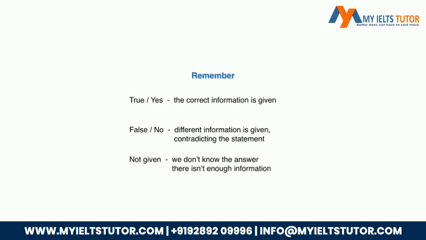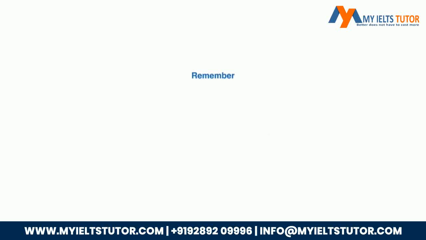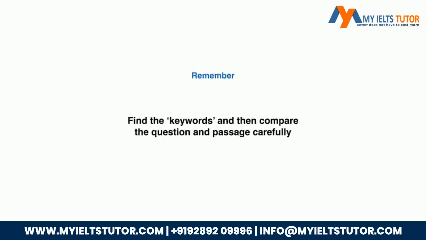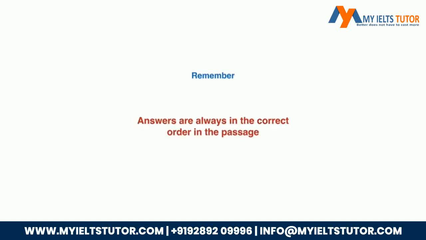Two more quick things to remember. The first one is our main technique. Find the keywords and then compare the question and passage carefully. That's how we found all of those answers in the examples. The other thing, which I haven't mentioned before, is that answers are always in the correct order in the passage for this type of question. If you have a section about true, false, not given, or yes, no, not given, you should be confident that the answers are going to come in order in the passage. That really helps you. You don't have to go back to the beginning for each question.